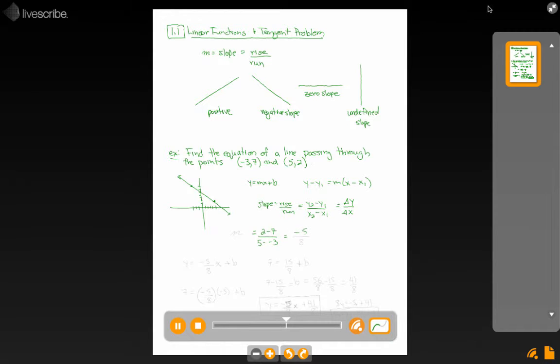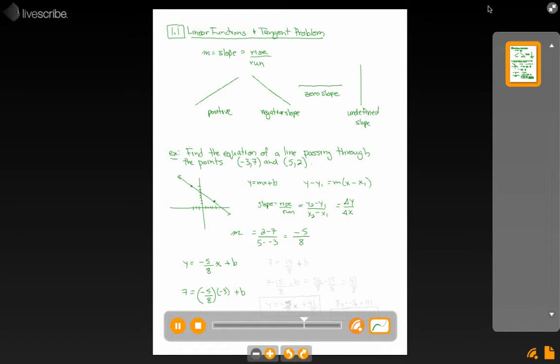So 2 minus 7 is negative 5. 5 plus 3 is 8. So the slope of this line is negative 5 over 8. So I know that if I'm using the slope-intercept form, y = -5/8 x + b. Now my job is basically to find b if I'm using this form. So I do have some points, x and y, that I can put in here. So if I substitute either one of those, start off maybe with the very first one, and say, well, y equals 7 when x is equal to negative 3.